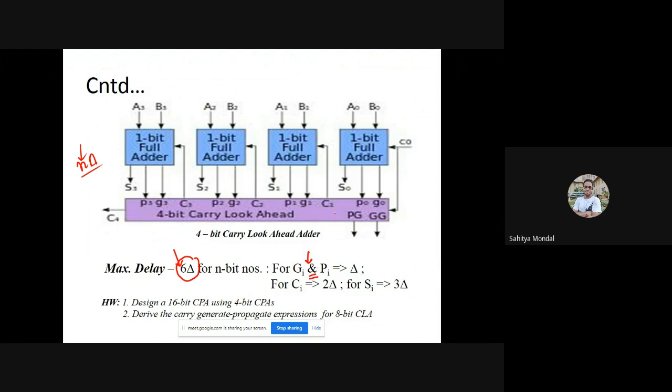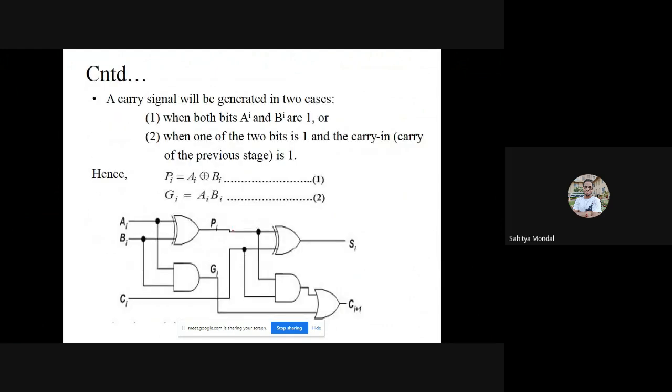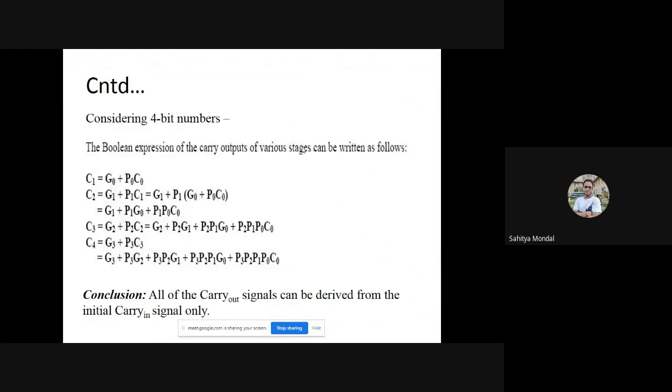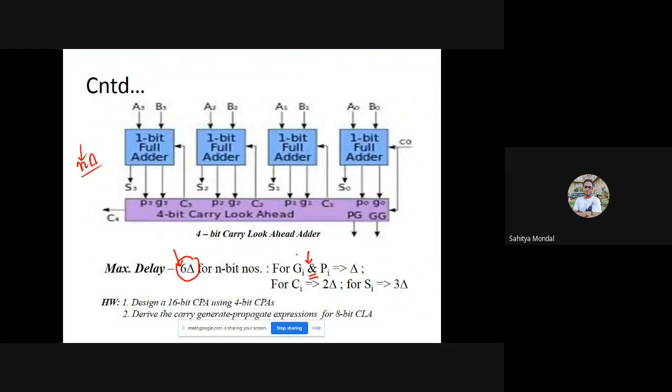We perform GI and PI. So to generate the GI and PI, we have an XOR circuit and we have an AND circuit. Okay. And the XOR one will be A B complement or B complement A. Sorry, A B complement. So GI and PI will take you delta amount of time.